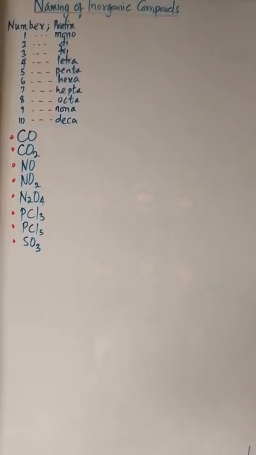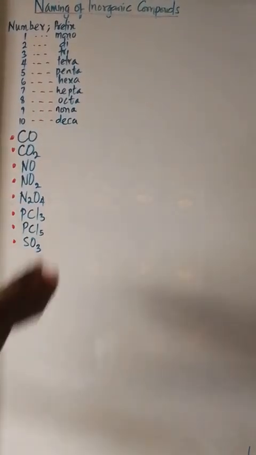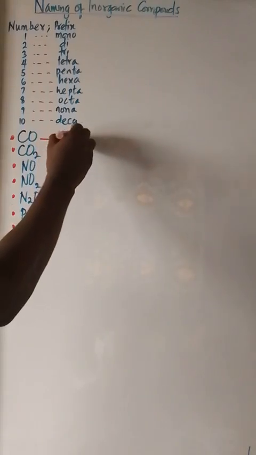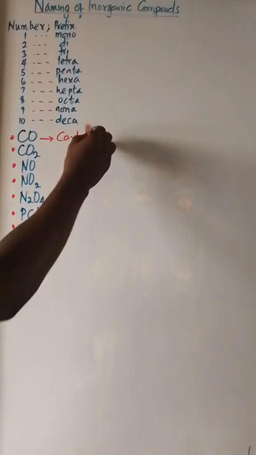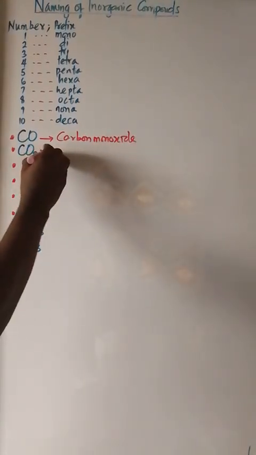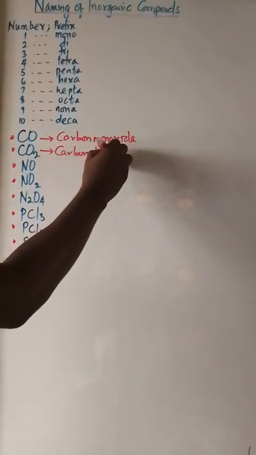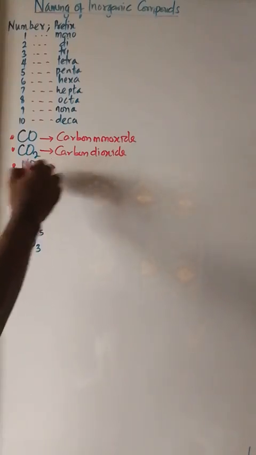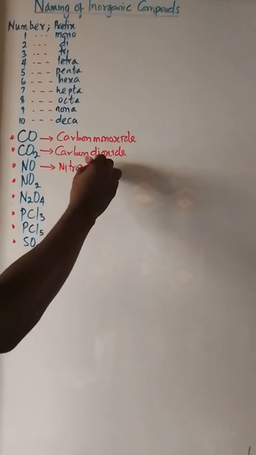So for example, the old way of naming. Let's try the compound examples. For this one, you keep the name of the first element, this carbon. So you write carbon, and this oxide. How many oxygen do we have here? We have one. So that's carbon monoxide. For this one, we write carbon, but we have two oxygen, so we say dioxide. While here we have nitrogen, and because we have one oxygen, we say monoxide.